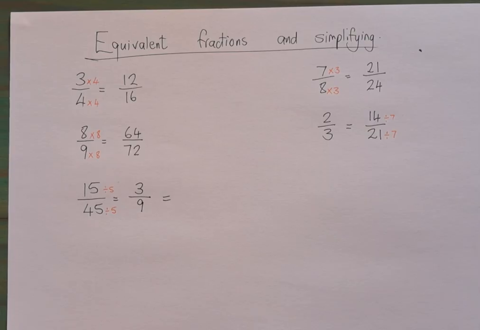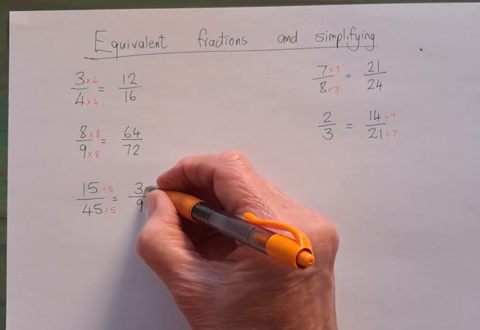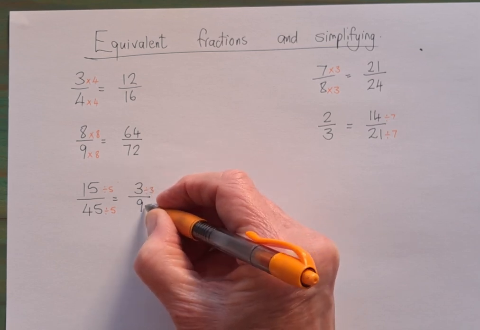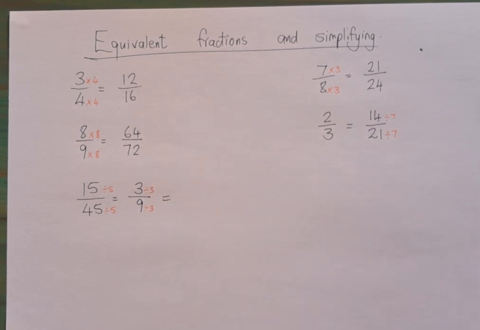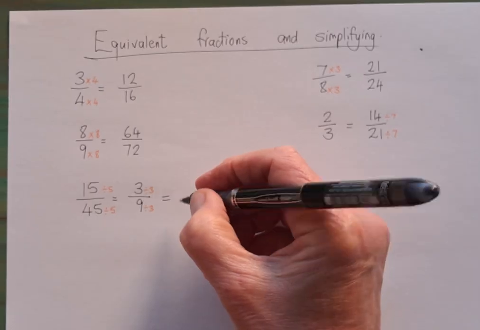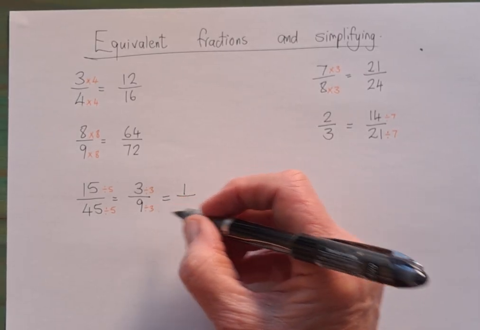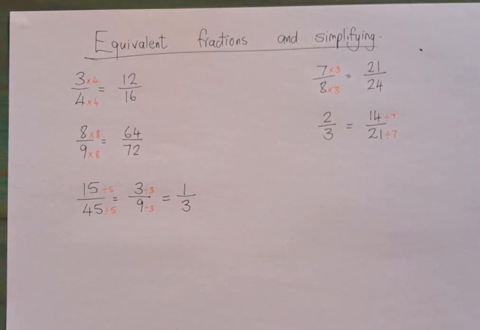Or you can say to yourself, which times table do they both belong to? Well, they both belong to the 3 times table. So I can divide both of them by 3. And 3 divided by 3 is 1, and 9 divided by 3 is 3.